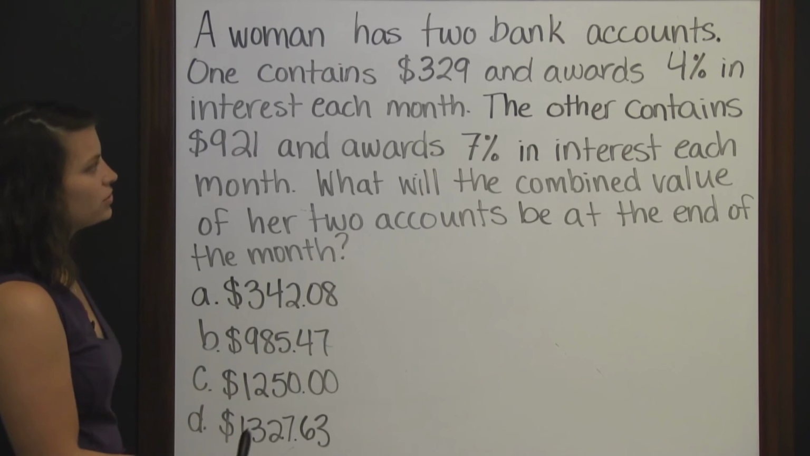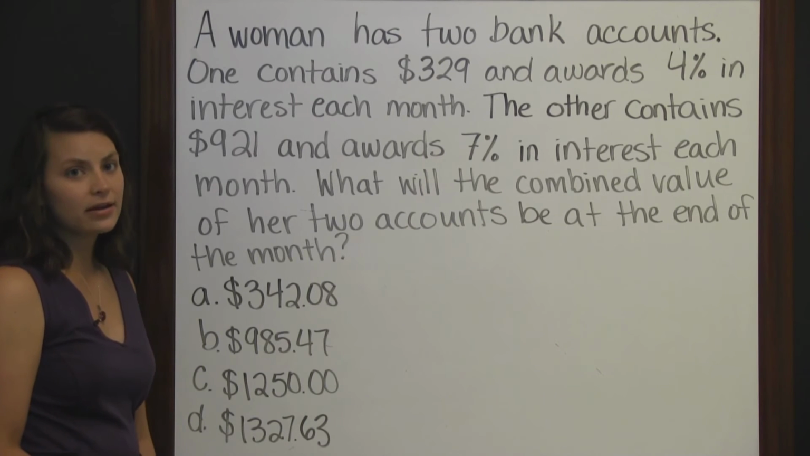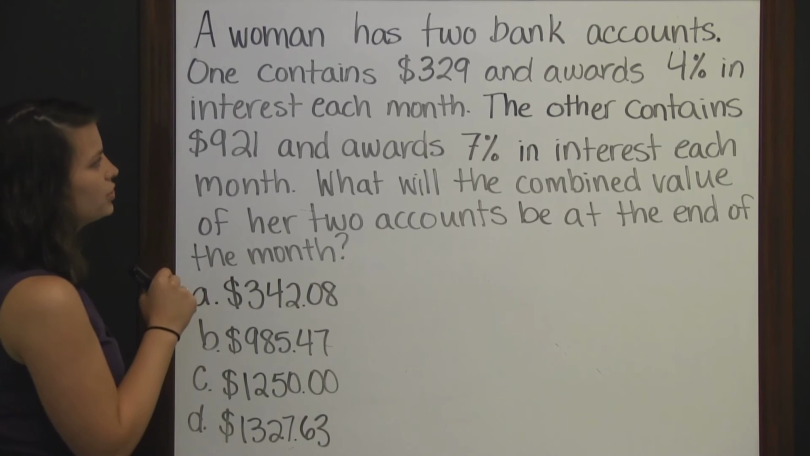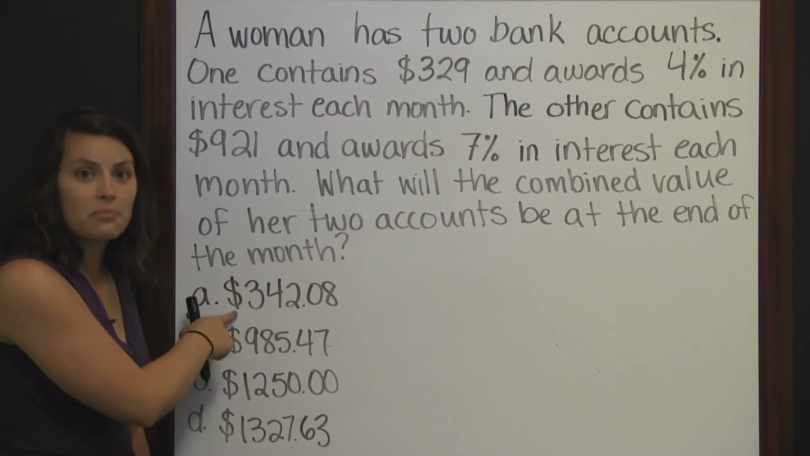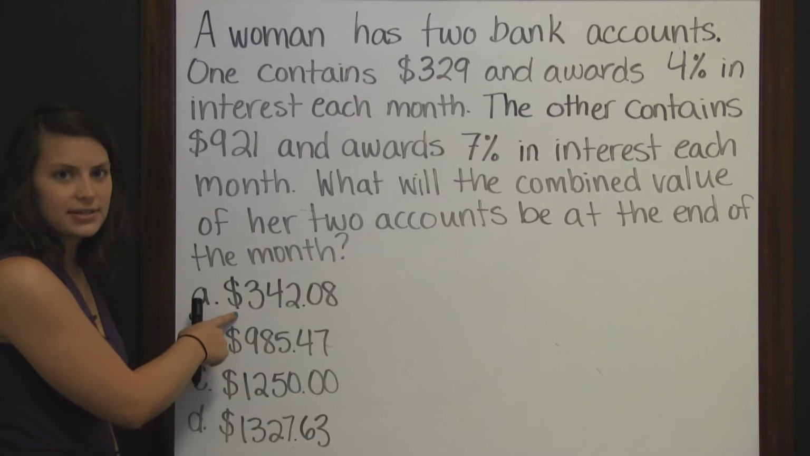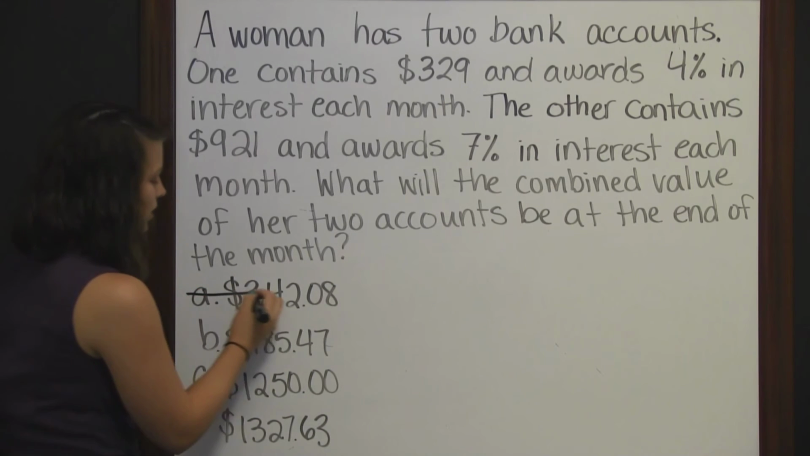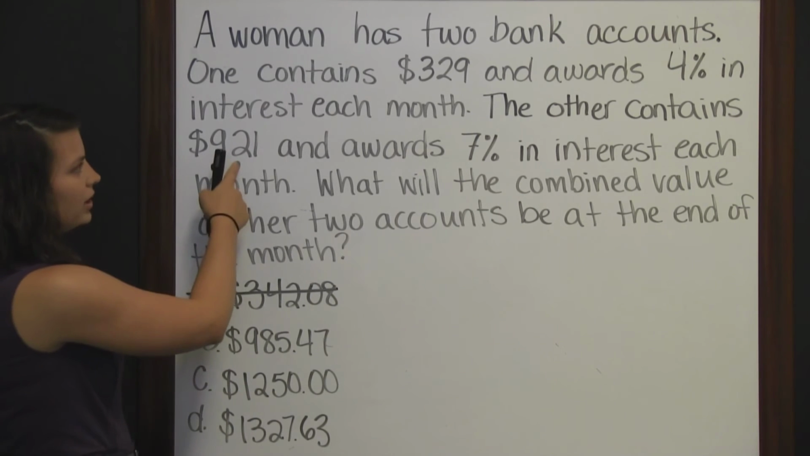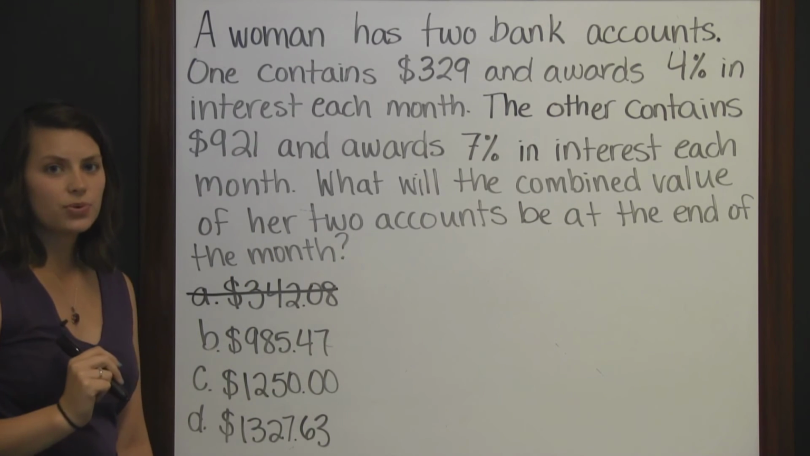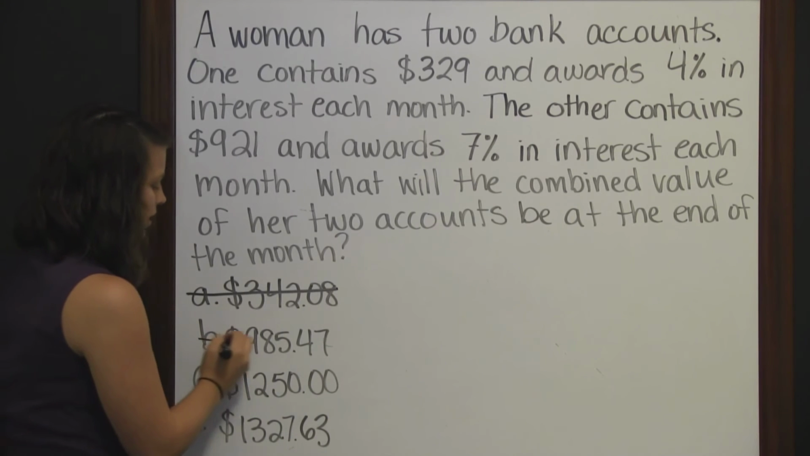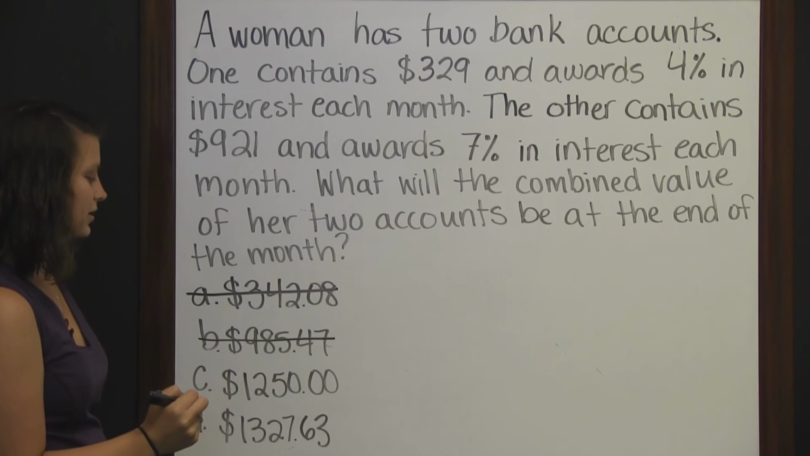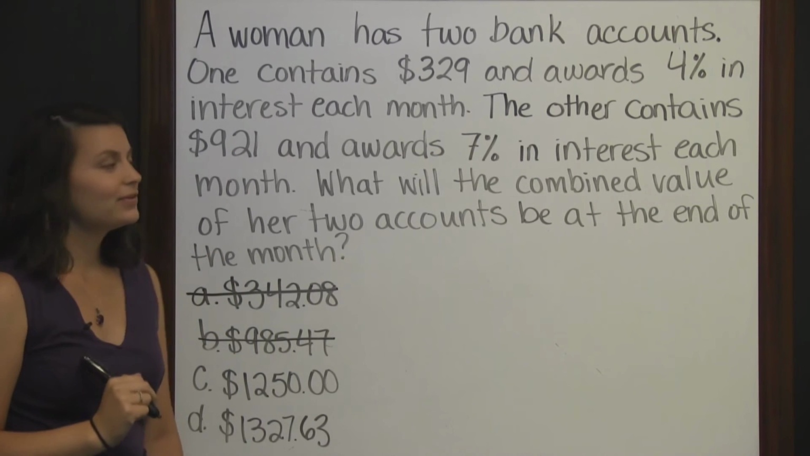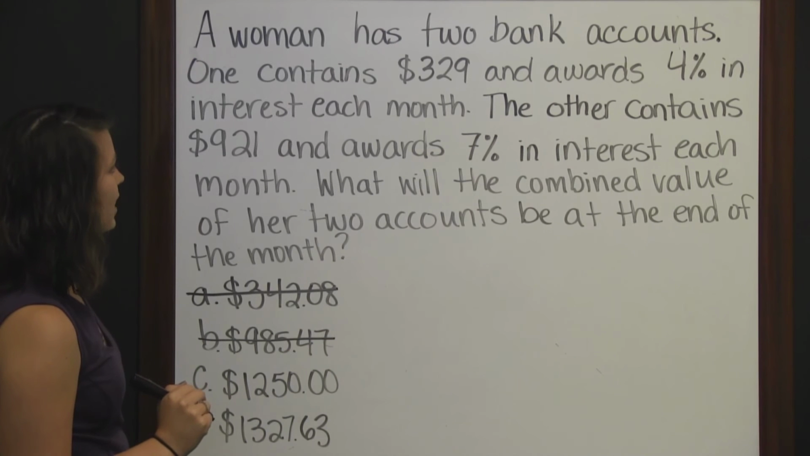So looking at these answer choices, we can already eliminate a couple. If you add together 921 and 329, you're definitely going to get more than $342.08. So we already know we can eliminate this answer. It's the same with B as well. $921 plus $329 is going to be more than $985.47. With these last 2, we may actually have to do a little bit of calculating to figure those out.